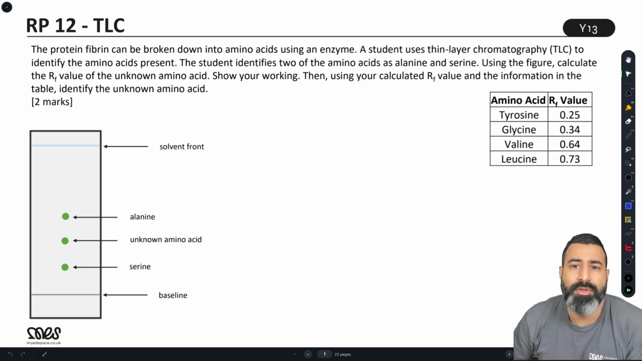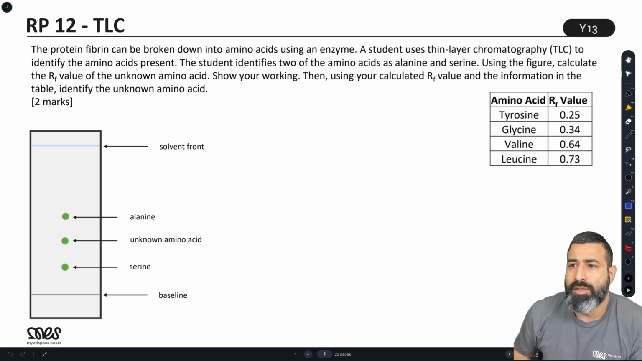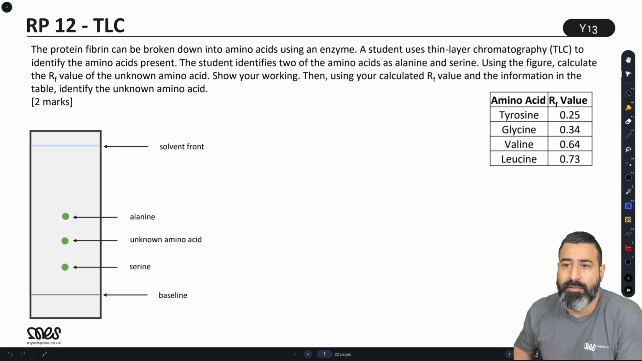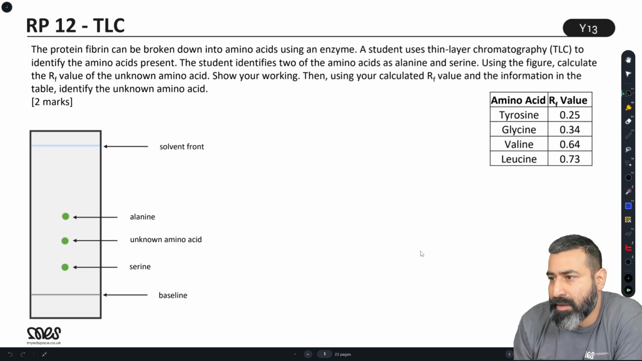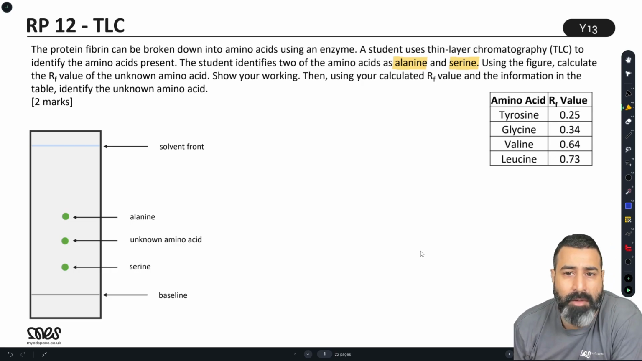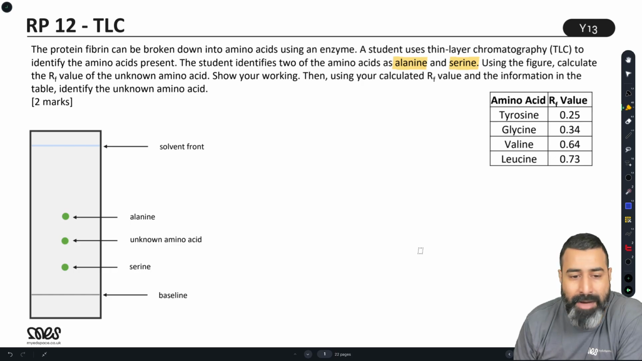So we've got a protein which can be broken down into its component amino acids using an enzyme. The student's plan is to use TLC to determine which amino acids are present in this protein. And they identified two of the amino acids as alanine and serine. Okay, great. So there's alanine and there's serine. We've got to use the figure to calculate the RF value of the unknown amino acid, and then show our working. Cool. And then using that, we've got to determine what the unknown amino acid is.